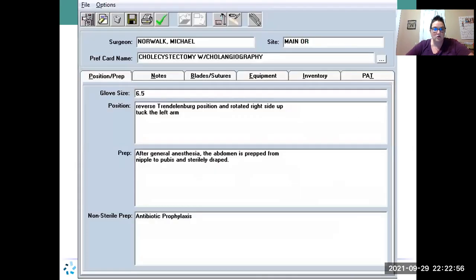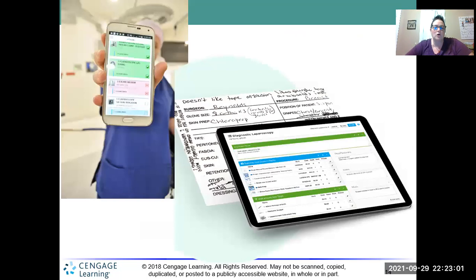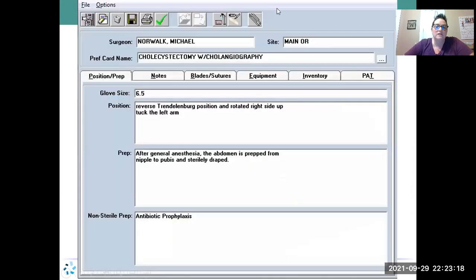Let's talk about preference cards, and I've got some here for you. This is a digital preference card. You can see in the background of this one is kind of the older model of a hard copy of a preference card compared to the newer ones, either on a tablet. There are a lot of them on a phone. This is kind of a standard of what's going to be on a preference card.